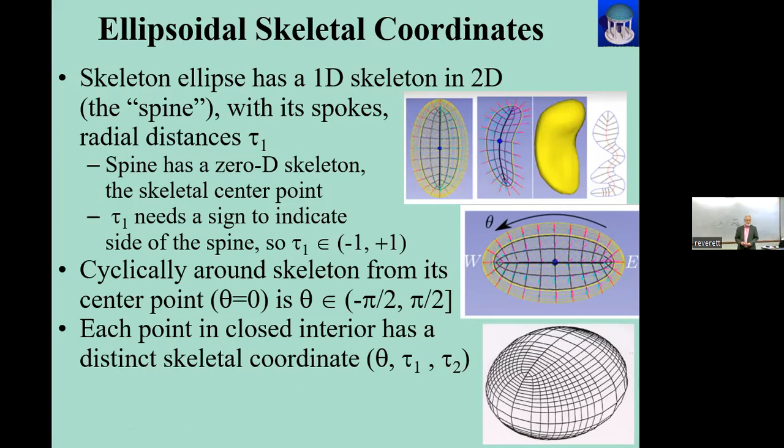And so theta is going to take us around the spine, but equivalently, we have level surfaces, onion skins, of tau sub 1 within the skeleton, and onion skins of tau 2 from the skeleton out into the ellipsoid. Any questions on that? A little bit complicated.